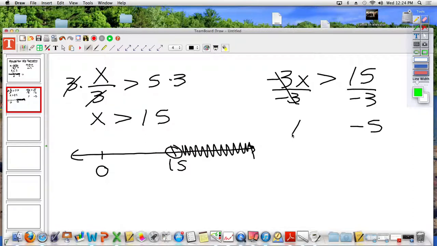We still have our x, but because I had to divide by a negative number, what must I do to my inequality symbol? Flip the sign. You have to flip it. That's the trickiest part about today, remembering when to flip the sign.